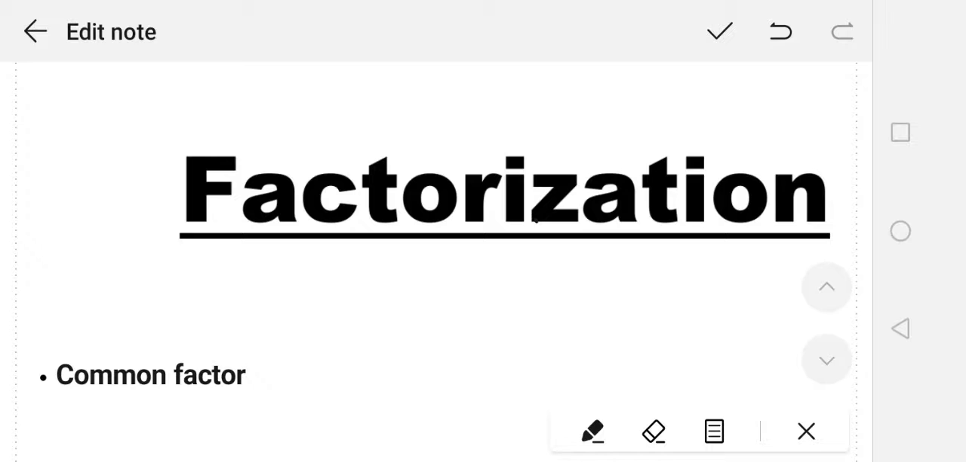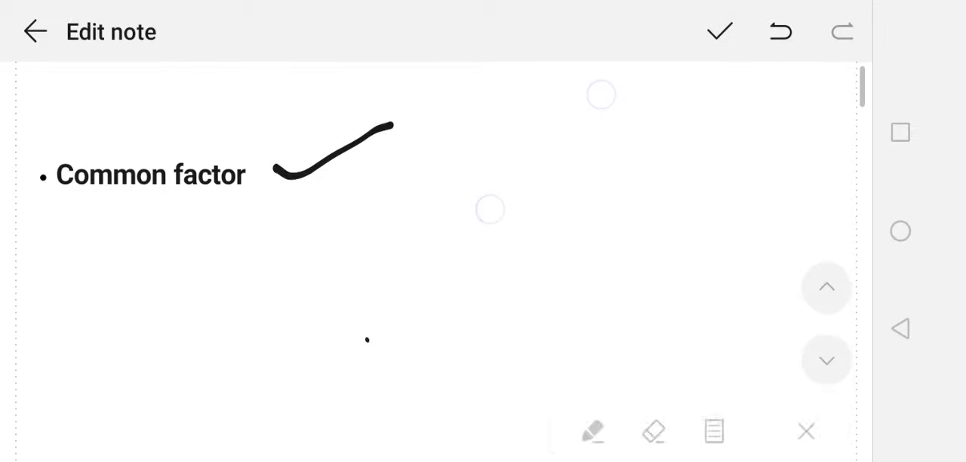In this lesson we are going to learn factorization, and under factorization we will learn how to factorize expressions based on a common factor. Now before we go to factorization based on a common factor, let us look at this example.